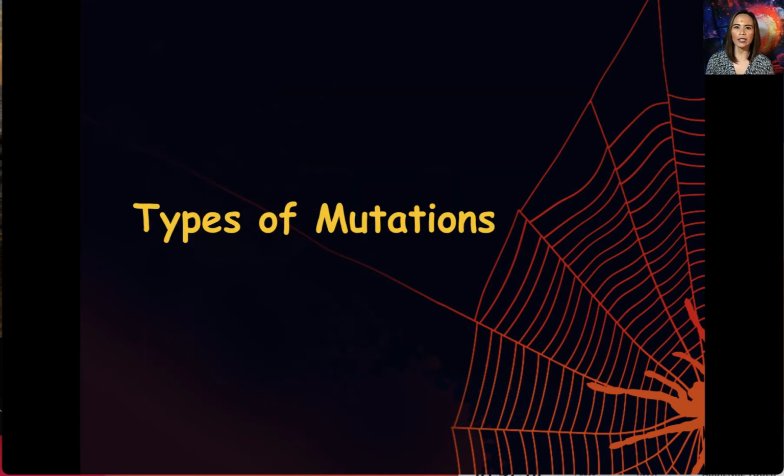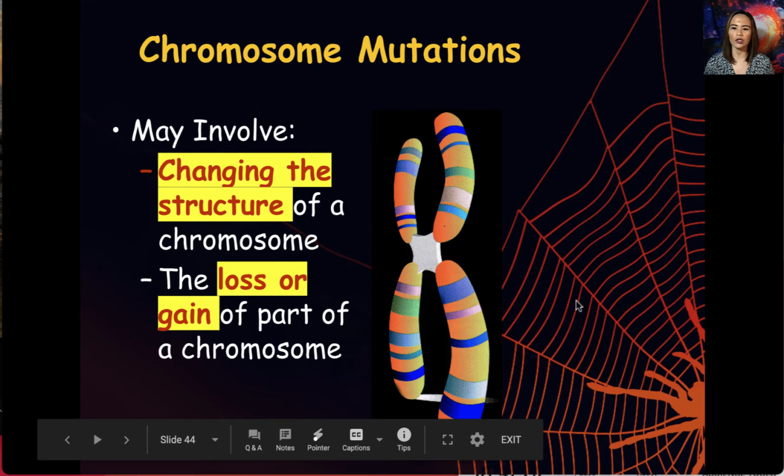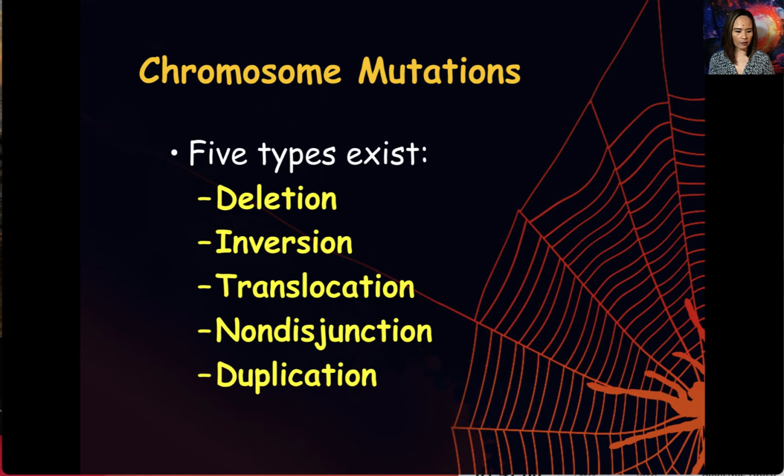Now, let's take a look at the types of mutations. The first thing that I'd like you to remember is that a mutation can be a chromosome mutation. This may involve changing the structure of the chromosome. As you can see here, our chromosome structure can have a segment lost or a segment gained. Now, there are 5 types that exist. First, we have deletion, then inversion, translocation, nondisjunction, and duplication. We're going to take a look at each of them.